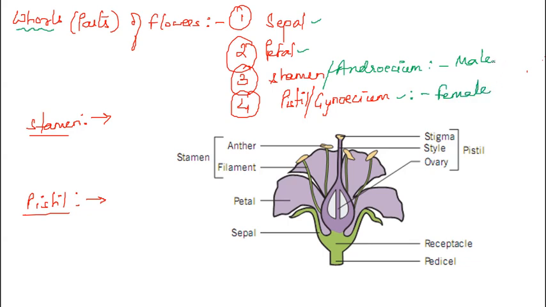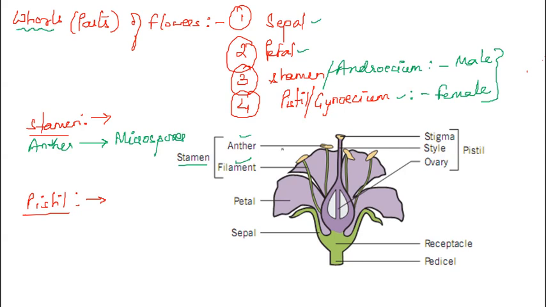So they are the reproductive organs. Stamen and pistil are the reproductive organs. Stamen consists of what? Stamen consists of anther and filament. This anther is a spore producing organ. Anther produces the spores named microspores.